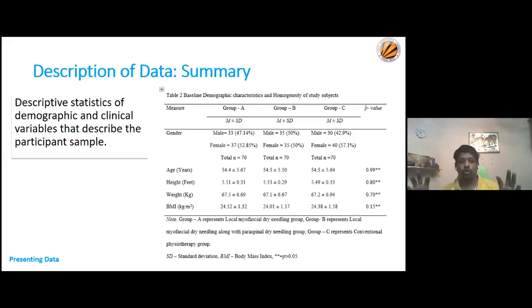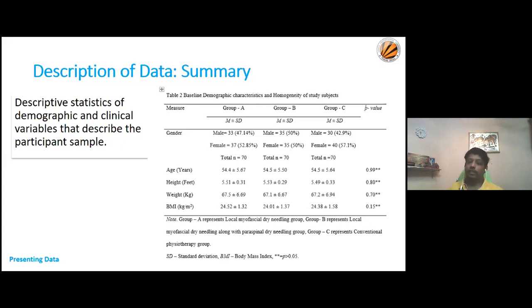If you don't have homogeneous populations, you may not be able to compare your results, because you are comparing apple to orange instead of apple to apple. So you must understand, you should have a detailed description of your baseline data, the mean and standard deviation if it is a continuous variable, and the group difference through p-values. So this is how you describe your data.